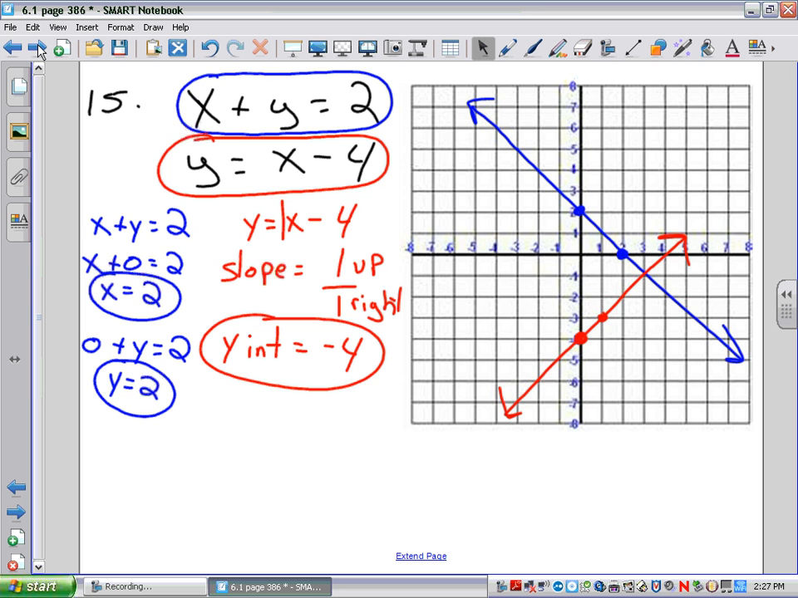But I'm not quite done. I have one more step. I need to solve it. In other words, where do these two lines intersect? Where does the blue and the red cross? I'm going to go to green, and I'm going to highlight that point right there. That's where they intersect. Now, what are the coordinates of that point? Looks like over 3, down 1. So over 3, down 1 would be the point of intersection, also called the solution. That is my answer. What I have written in green is my answer.